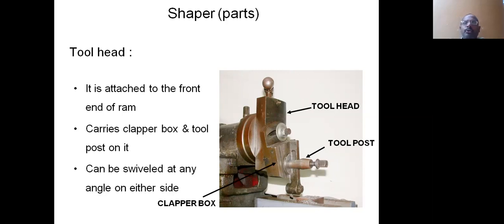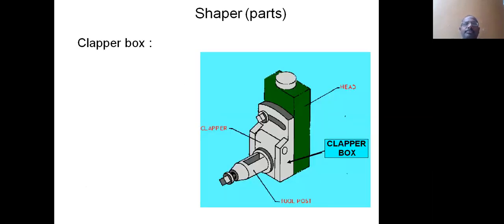So this particular tool head can be swiveled at any angle on either side. That means the rotation may take place either on the ram side, or it may be rotated about to the clapper box side. That means it can be swiveled at any angle on both sides, either on the ram side or on the clapper box side.